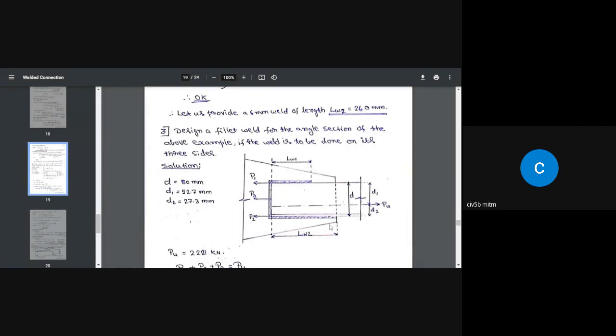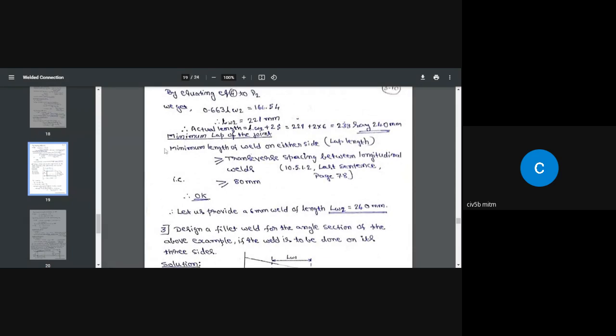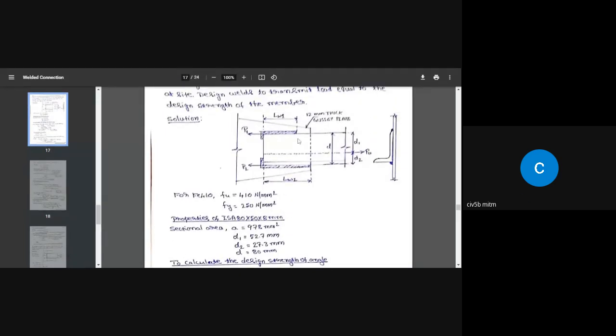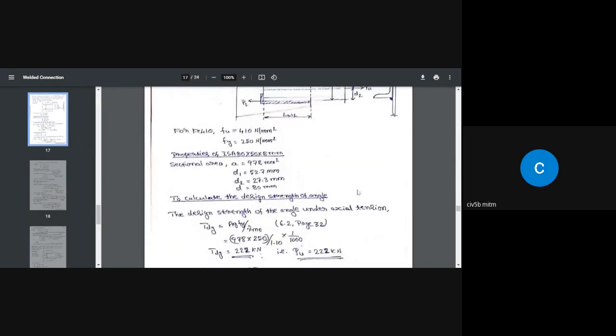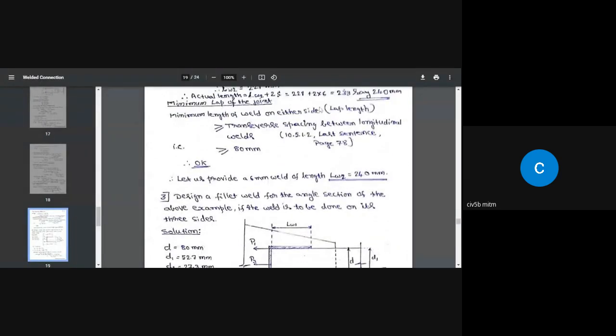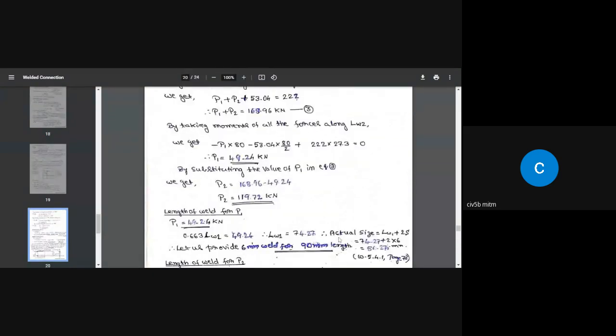So, for this case, we don't have to check for minimum lap length of 80 millimeter. As per this, we are going to check for a minimum lap length only when we are providing weld in the opposite directions, in these two directions. Okay, so because we are providing weld in all the three directions, you don't have to apply this check in this case. Is it clear to you?